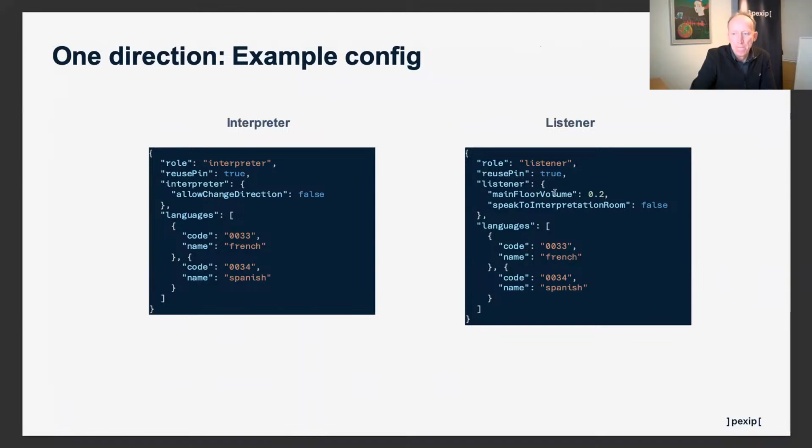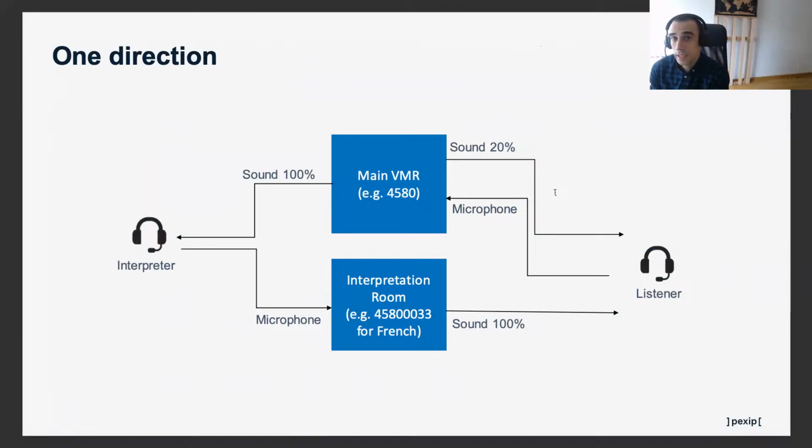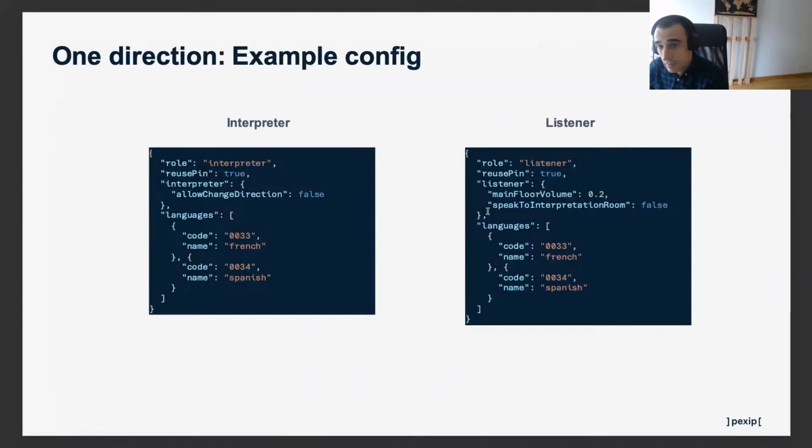I have a question as well. If you go back to the last drawing. In this case, how can the interpreter translate what the listener says into the main VMR? This is in the next scenario. In the next scenario, we will change the microphone between the main VMR and the other one. Okay. So we have different parameters, and we can achieve one scenario or the other by choosing the right configuration.